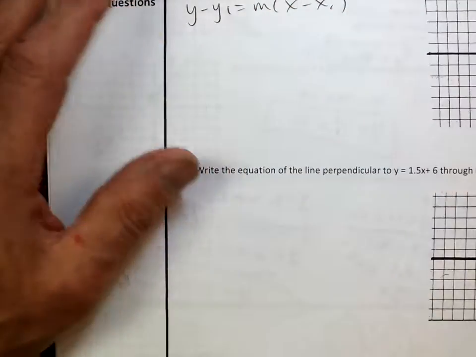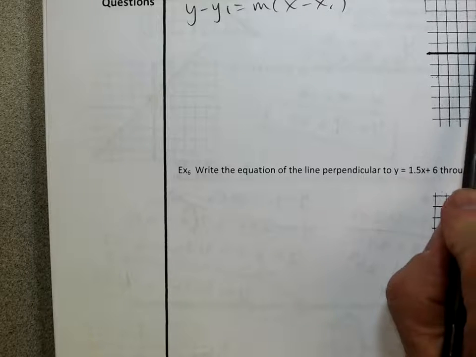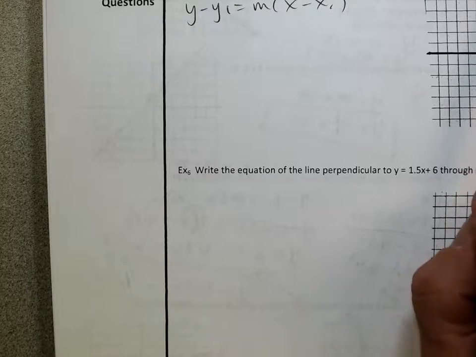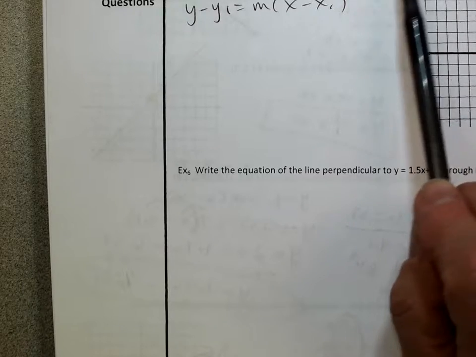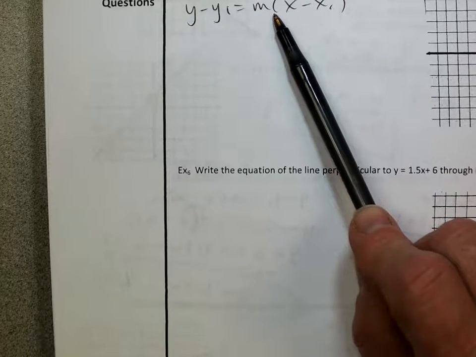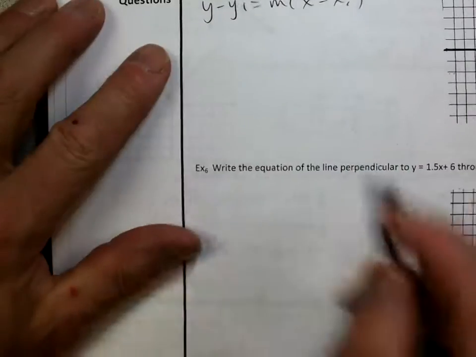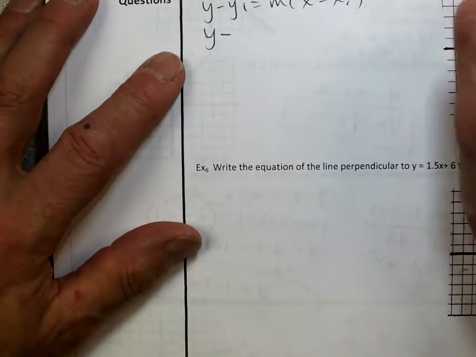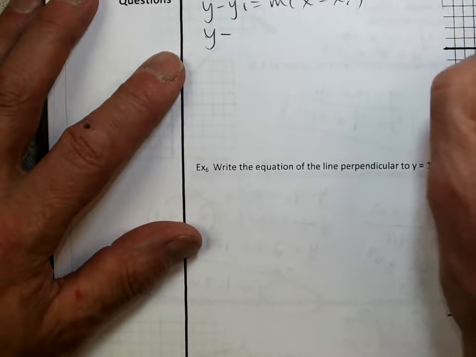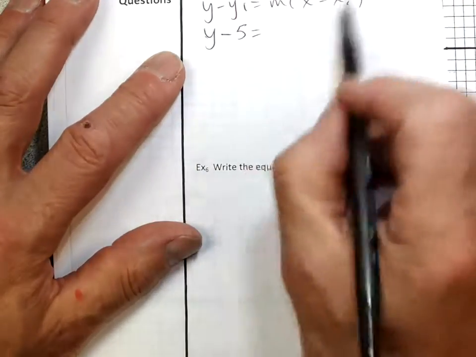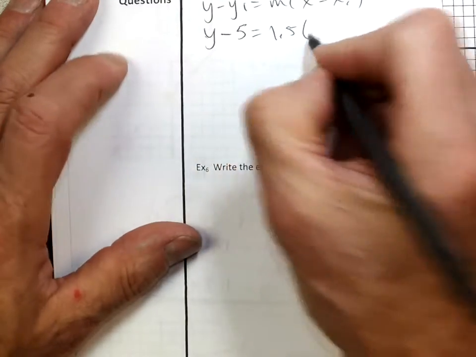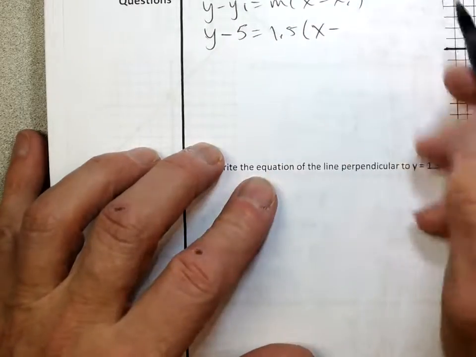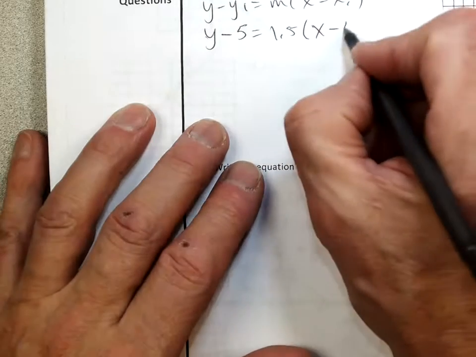Okay? So I have a point, 4, 5. I'll put the 4 in for the x. I'll put the 5 in for the y. And I'll put the 1.5 in for the m, because if they're parallel, they have the same slope. So, all right, y minus, let's see, the y value is 5, right? Equals m, which is my 1.5. And I'm going to use that slope because they're parallel, right? Same slope because they're parallel. X minus my x1, which is my 4, okay?